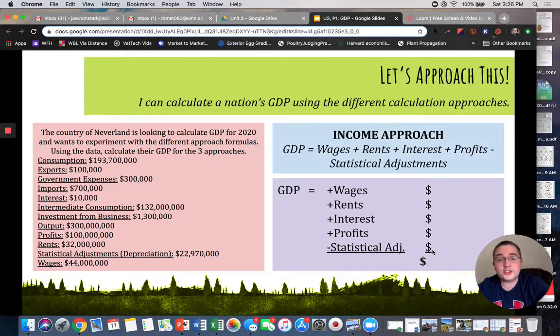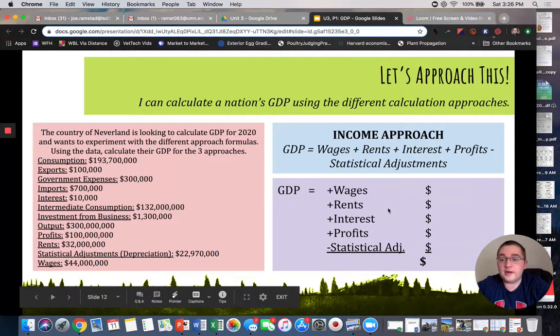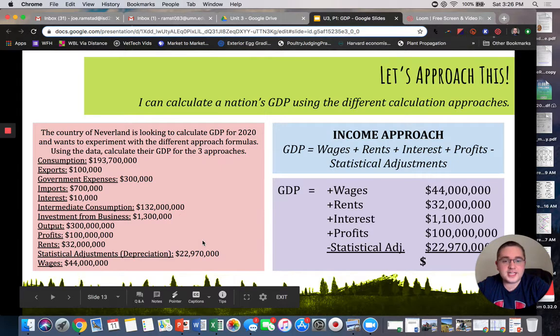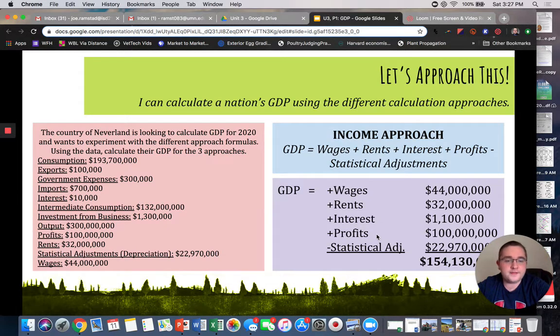Now, let's try the income approach. Wages plus rents plus interest plus profits minus statistical adjustments. Again, that's like your depreciation. We're again going to go over here. Wages, $44 million. Rents, $32 million. And we go on and on and on. That's what we should look like. We are going to subtract our statistical adjustment from the sum of our wages, rents, interest, and profits to receive $154,130,000 for our income approach.